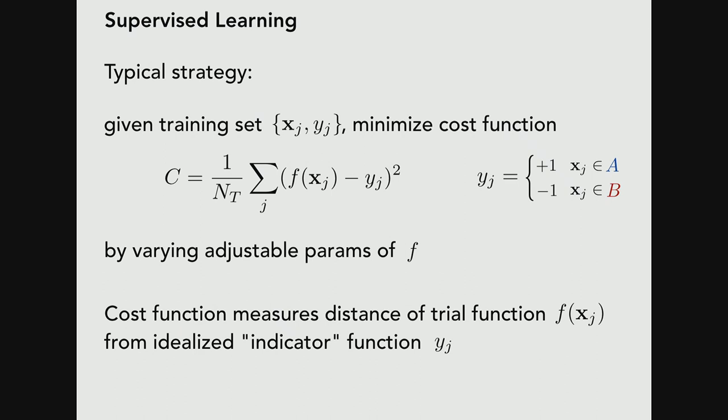Okay, so it measures the distance of the trial function from the idealized function Y, which is giving the perfect outputs for the inputs. Think about the function as a very high dimensional object. Y is like the perfect function, F is the one you have, and you're just trying to bring them closer together. So it's sort of just high dimensional fitting from that point of view. There's a part of it, though, that goes beyond fitting, and that has to do with generalization.